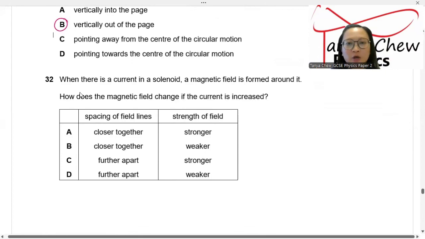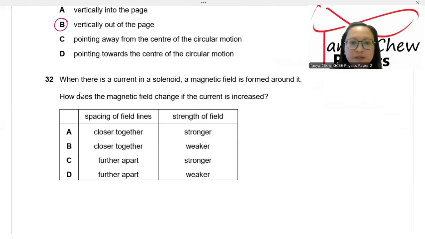Number 32. When there is a current in a solenoid, a magnetic field is formed around it. How does the magnetic field change if the current is increased?